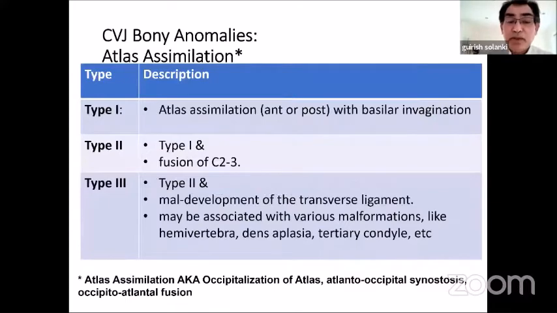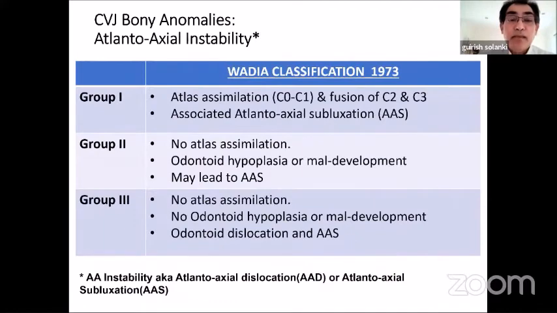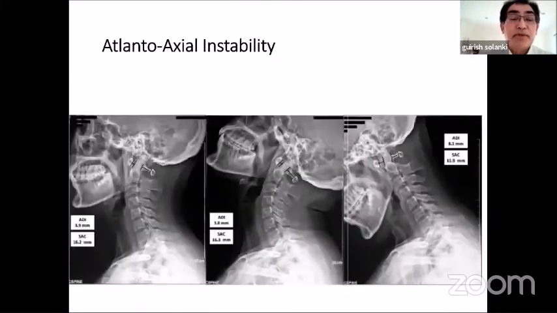The atlas assimilation is well known to most of you, leads to fusion, so there's no movement between the C0 and C1. So all of the movement is forced upon C1, C2, leading to C1, C2 instability, and also C2, C3 are also fused. So you can't move C2, C3, you can't move C0, C1. So all the movement occurs at C1, C2, leading to C1, C2 instability, and that then leads to hindbrain hernia and syringomyelia.